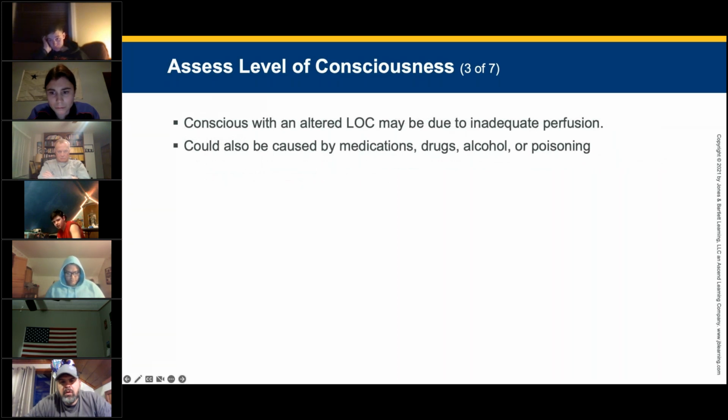Conscious with an altered level of consciousness may be due to inadequate perfusion. It could also be caused by medications, drugs, alcohol, or poisoning.